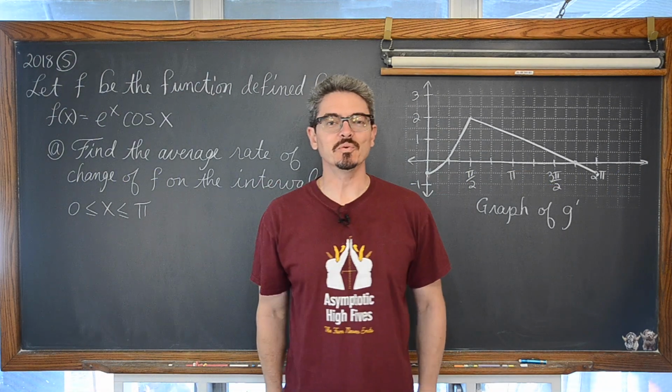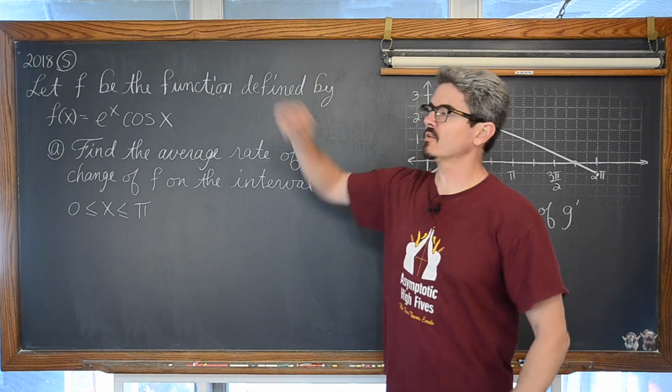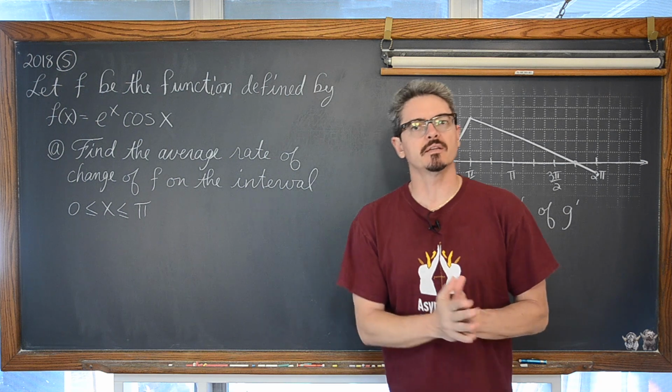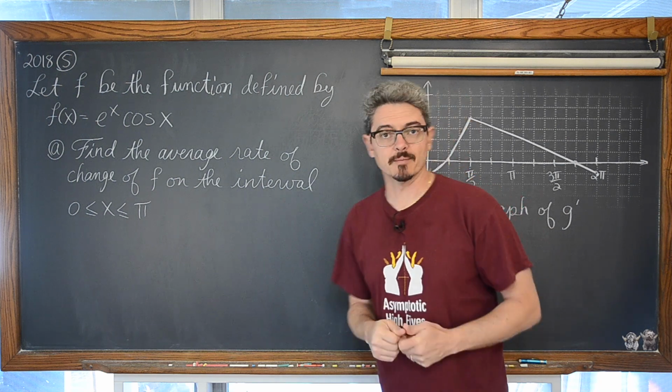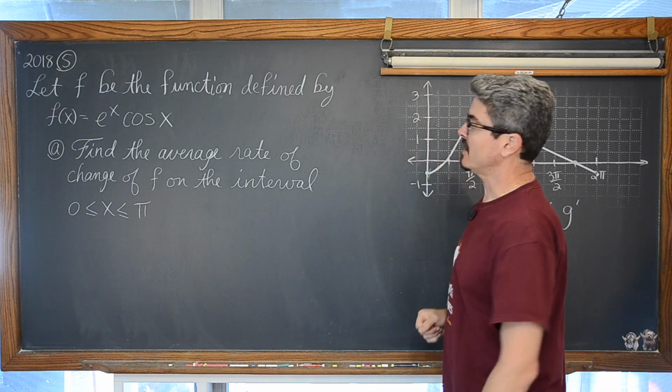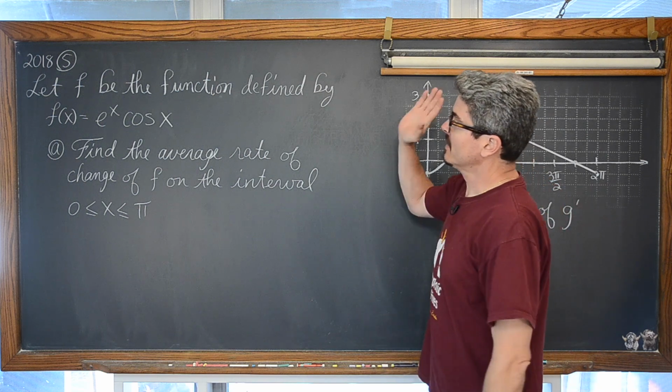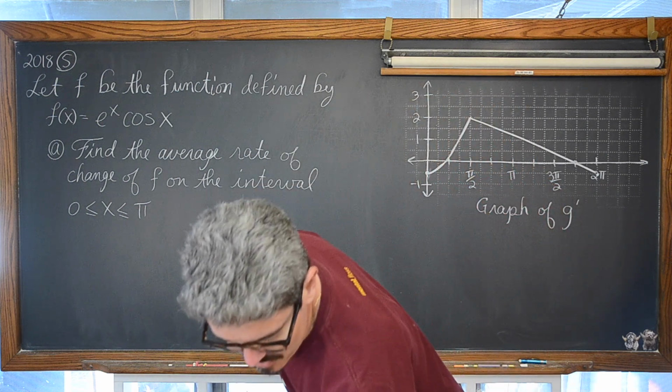Bam! Mr. Tarrou. In this calculus video, we're going to be taking a look at number 5 from the 2018 Calculus AB exam to help you get ready to get a 5 on your AP exam. We're going to have this question, which is 4 parts.